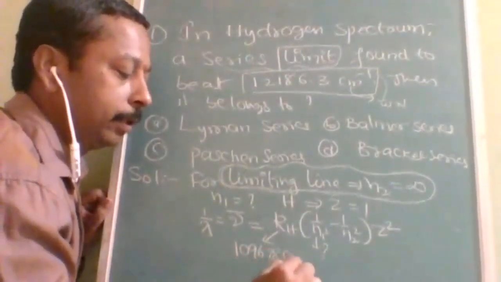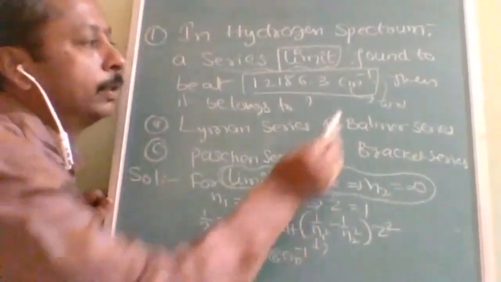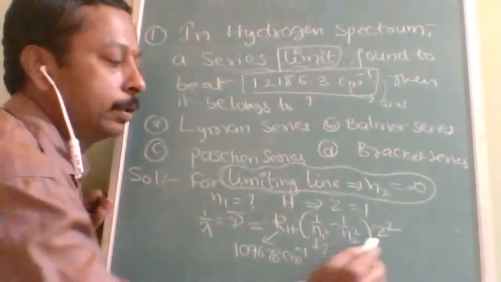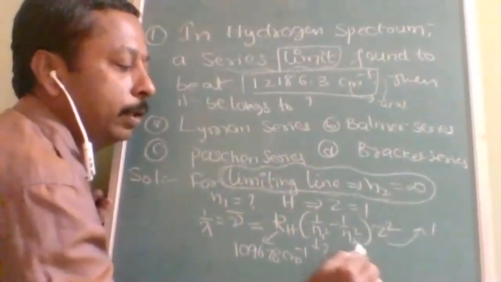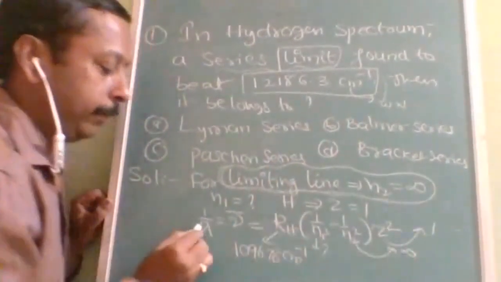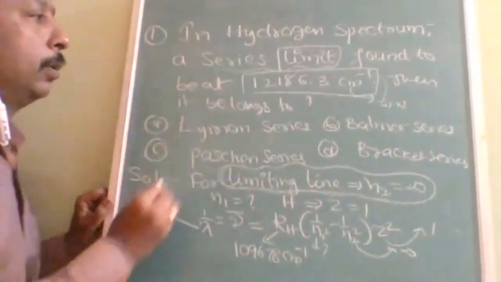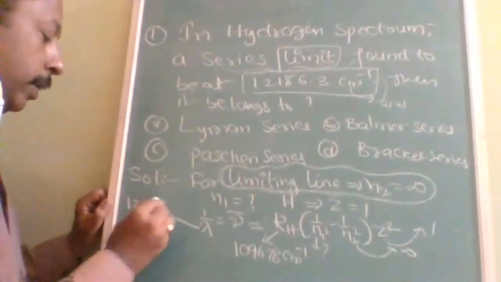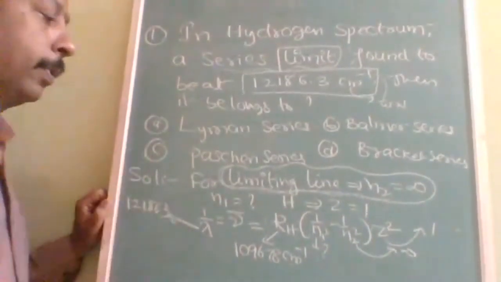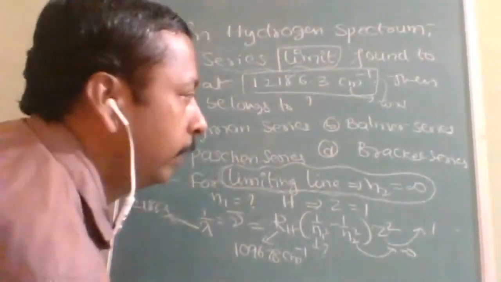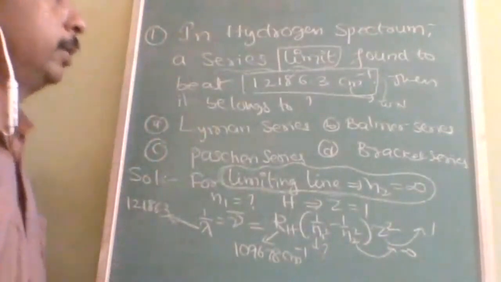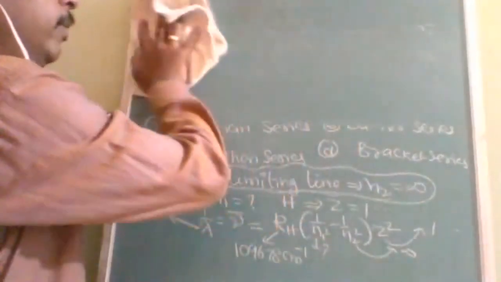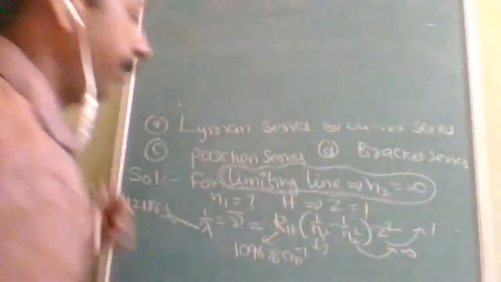109678, and remember that they are in centimeter inverse, because this is very important. Centimeter inverse. So Z is equal to 1, N2 is equal to infinity. Lambda is equal to 12186.3. Okay. So I will write it here clearly, whatever values have been given, and then I will find out the solution.